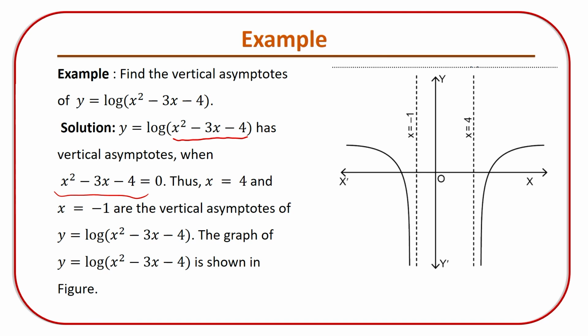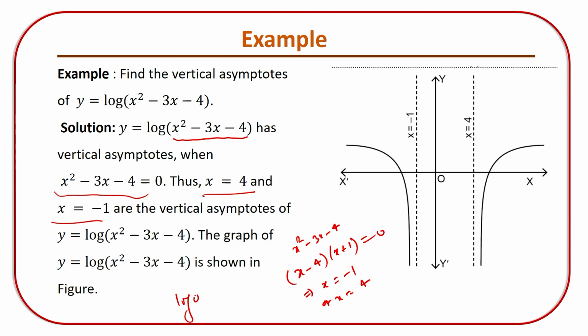And what will be the value? As you can see here, (x minus 4) into (x plus 1) is equal to 0. So x square minus 3x minus 4 equal to 0 makes x equal to minus 1 or x equal to 4. So x equal to 4 and x equal to minus 1 are the vertical asymptotes, because y equal to log of 0 will make my asymptotes. This will give me infinity, right?